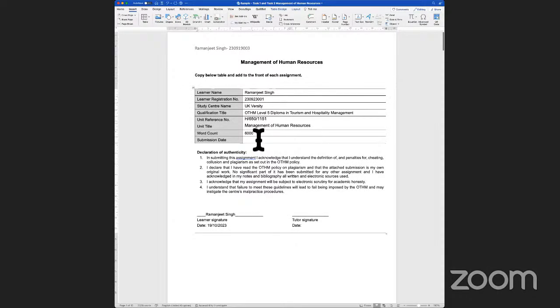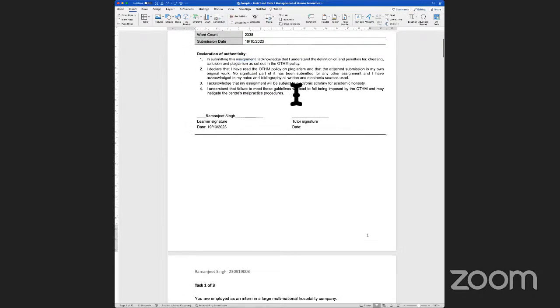So in the case of word count, the assignment right now is 2338, which is without the PowerPoint presentation, and I'm doing my summation. So this basically completes, let's say, the front cover sheet of the assignment and makes it my own document.